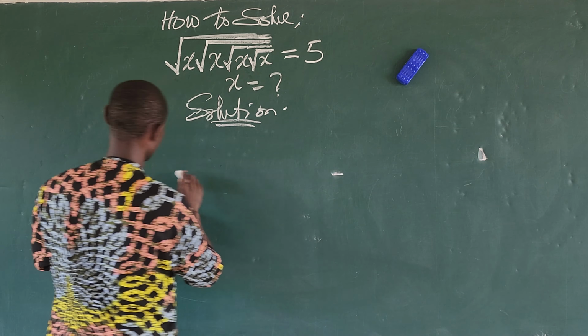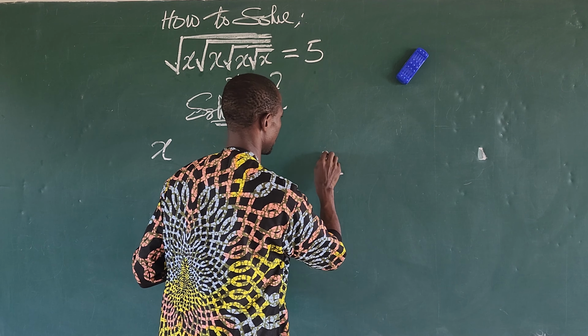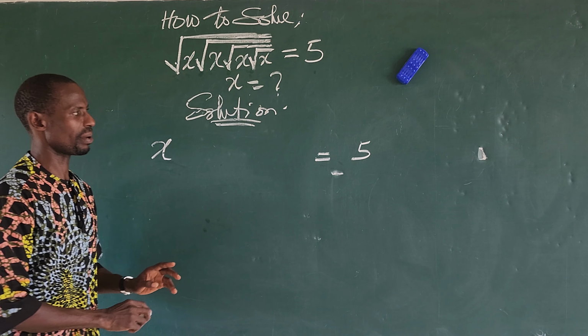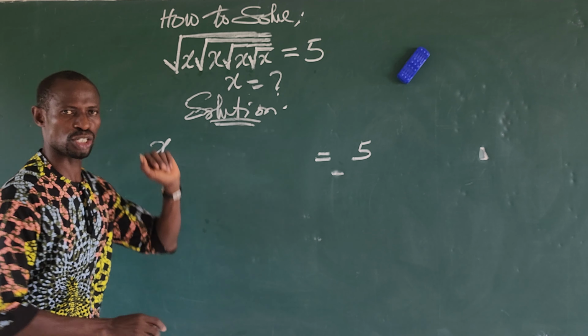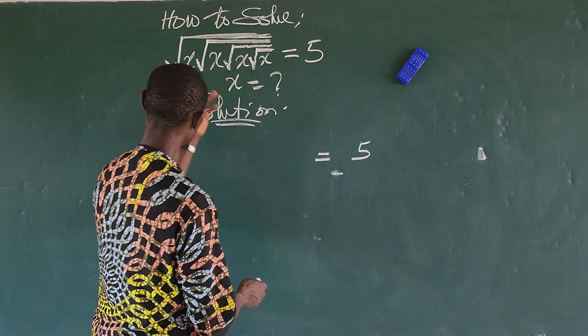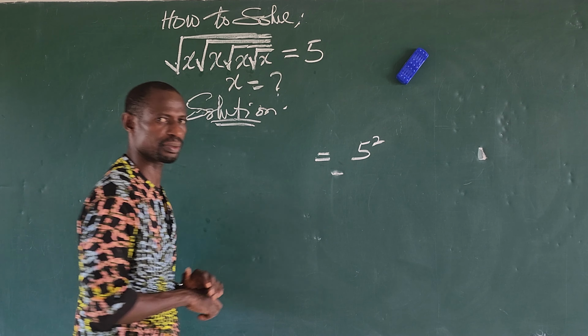Then let's take this x on this other side, then come to somewhere here. Then let's put our equal to, let's put our 5 here. Right? Good. So this is a square root radical. We have to cancel out the square root radical, and for us to do that, we have to take the square of both sides. So we put this to the power of 2.